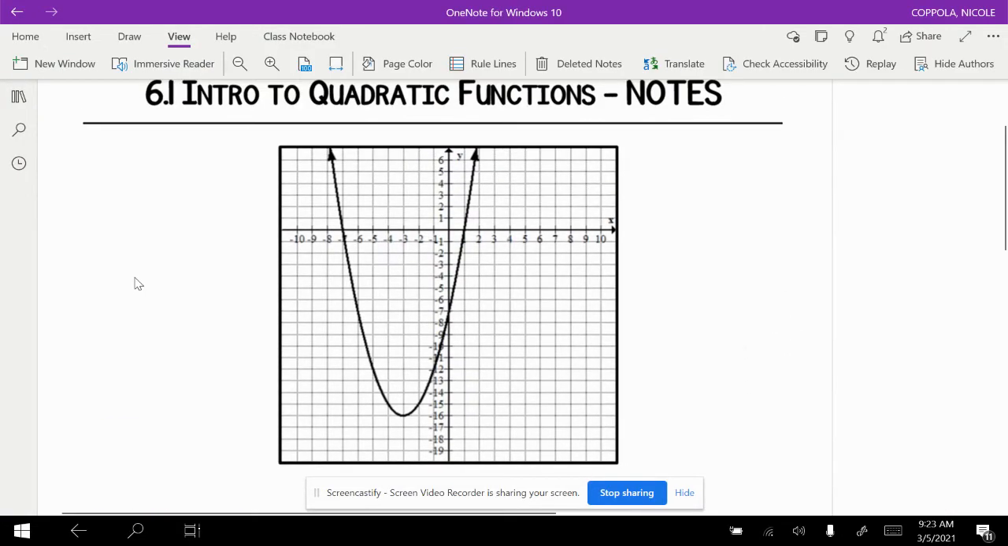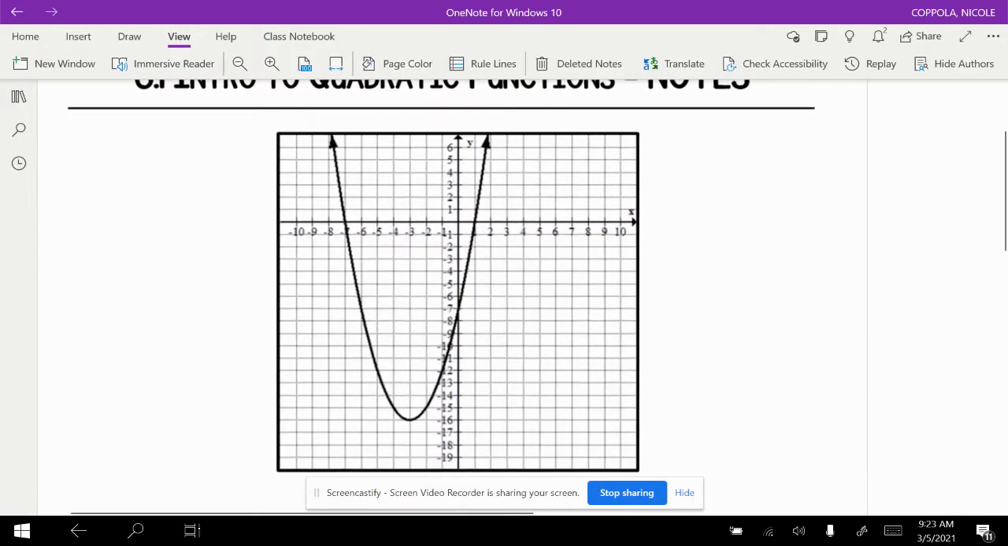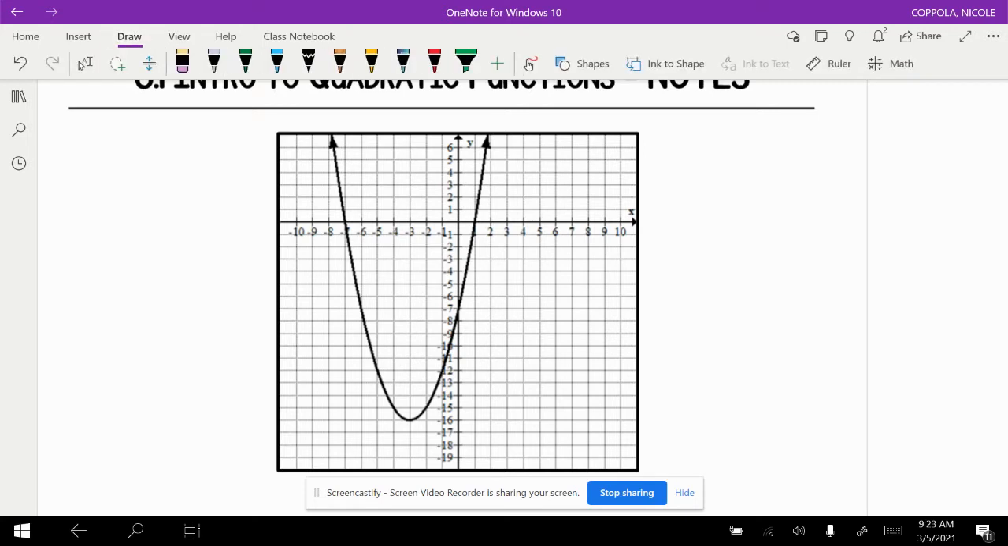Hello, so in this video we're going to be talking about quadratic functions and in particular the shapes of quadratic functions and vocab associated with them. So a quadratic function will always have a shape that looks like this. This shape is called a parabola. And you will see parabolas that look happy and you can see parabolas that look sad.